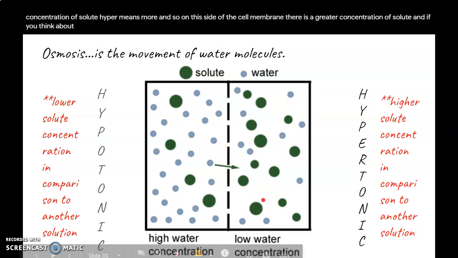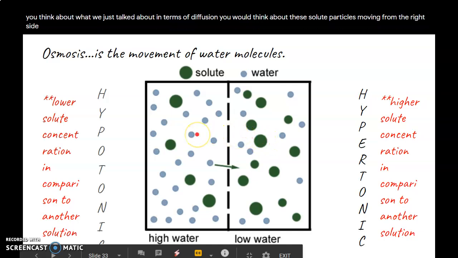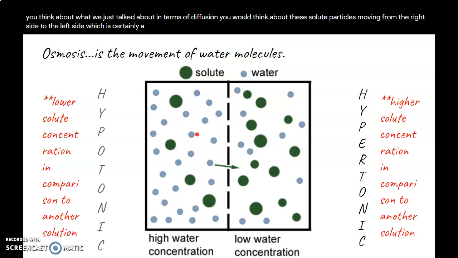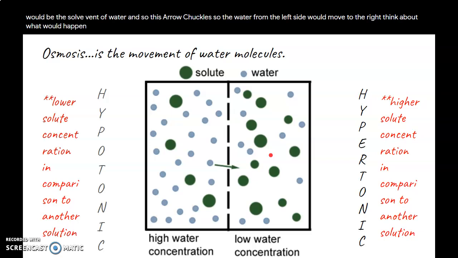And if you think about what we just talked about in terms of diffusion, you would think about these solute particles moving from the right side to the left side, which is certainly a possibility in order to help reach equilibrium. But what also could move instead of that solute would be the solvent of water. And so this arrow here really represents the movement of water particles. So the water from the left side would move to the right. Think about what would happen as a result.